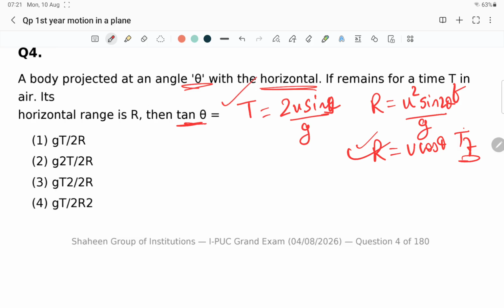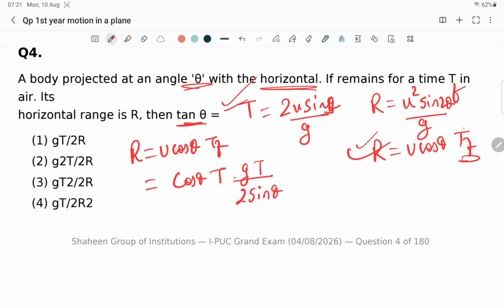So how will you find it? You will take R equals u cos theta into tf, and in this you can substitute u from this equation. How will you find cos theta into tf? Cos theta into T as it is, and instead of u, I'll be writing gT by 2 sin theta. I hope you understood. I have just rearranged this, separated u, and substituted it here.